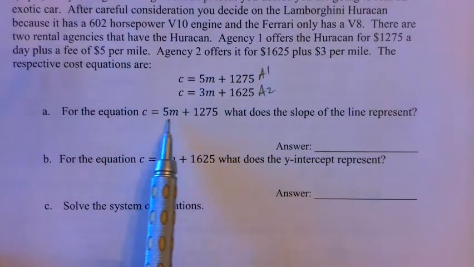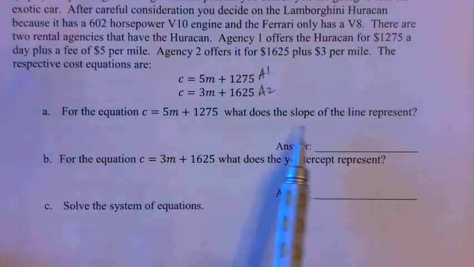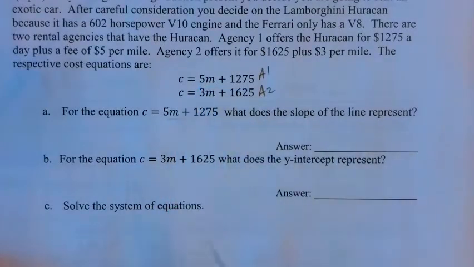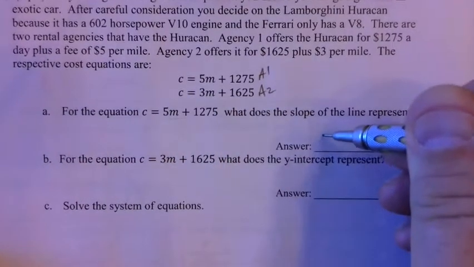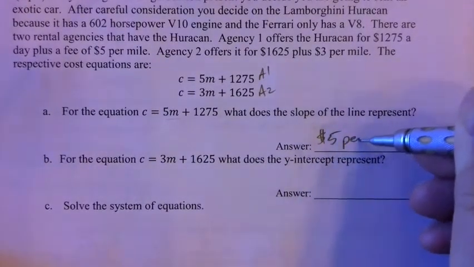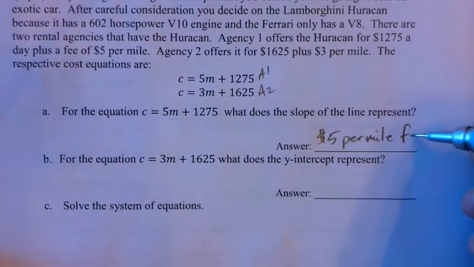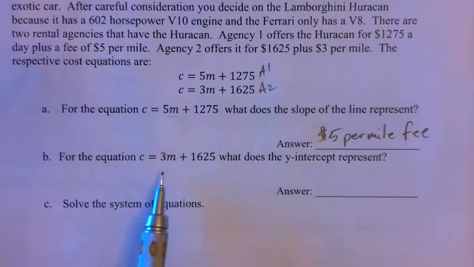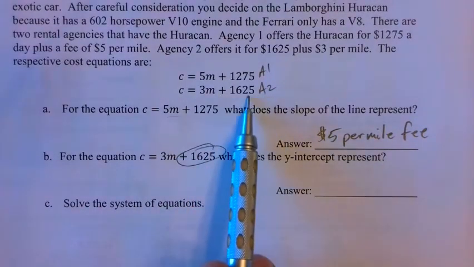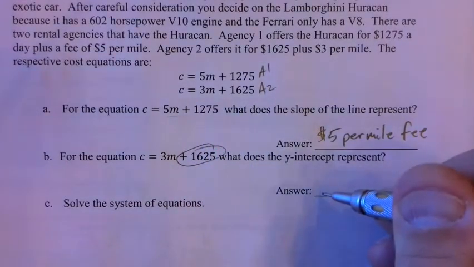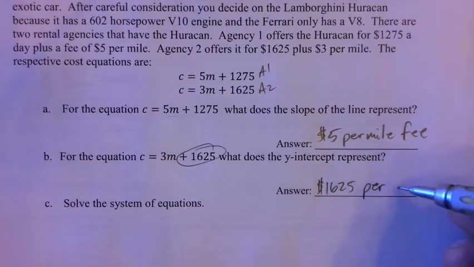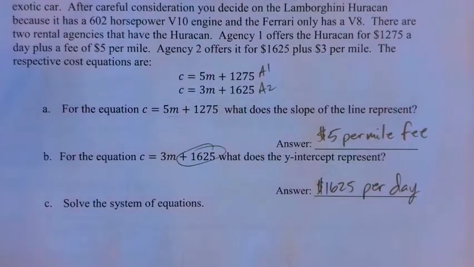For the equation 5m plus 1275, what does the slope of the line represent? That's this first one, 5m. That's the $5 per mile fee. For the equation 3m plus 1625, what does the y-intercept represent? There's the y-intercept, and that's for agency 2. That's the 1625 per day.